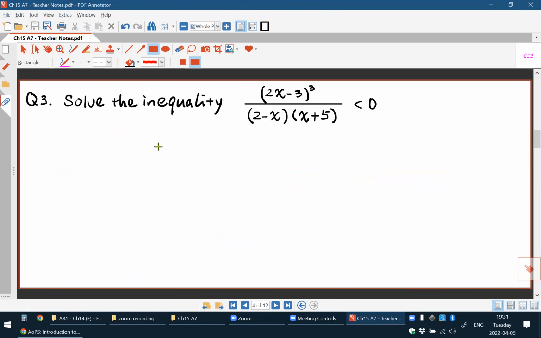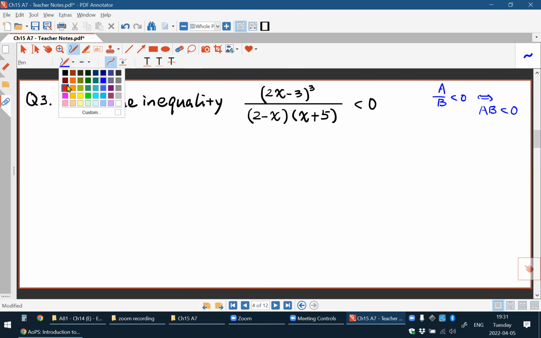Okay, this time we have a ratio that is less than 0, right? And as we have already discussed, if you have a ratio between two numbers that is less than 0, this is actually equivalent to the product of these two numbers being less than 0, right? Do you understand? Okay, so we can convert the inequality involving a ratio to an inequality involving a product, which we already know how to solve, right?